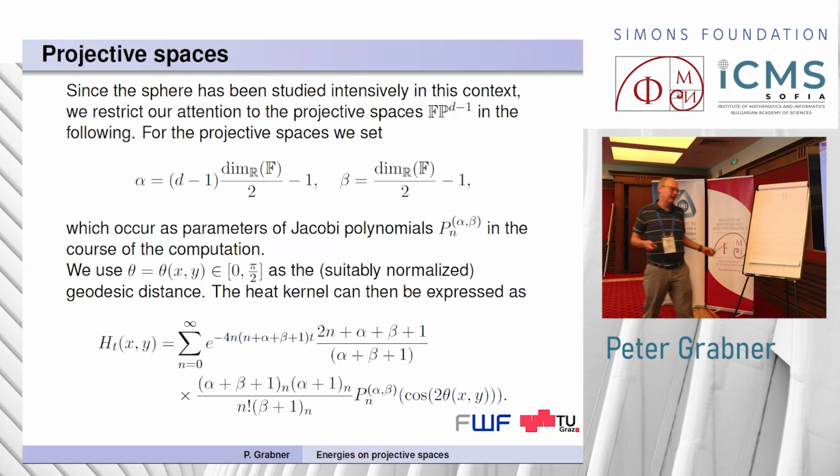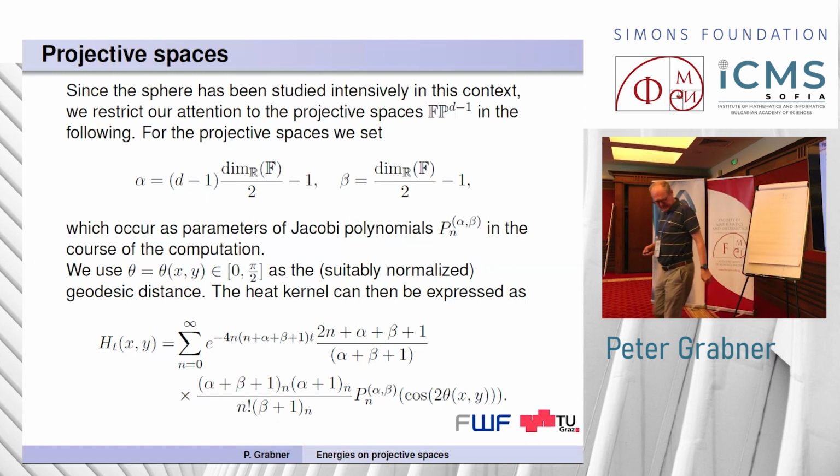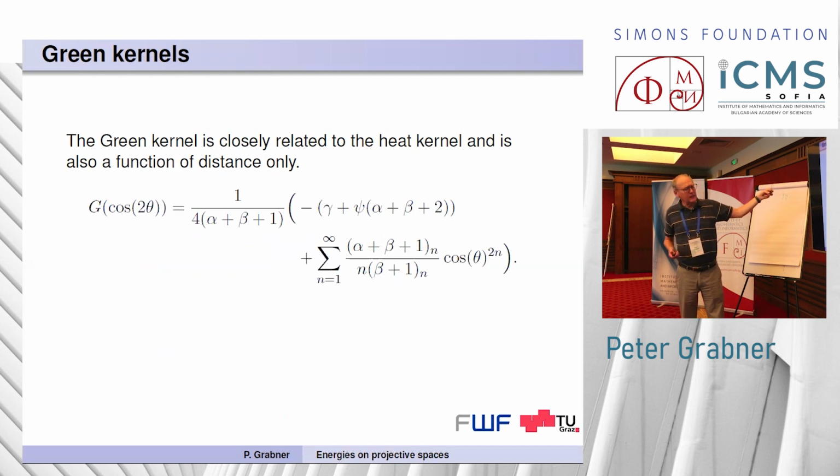And for instance, one can write the heat kernel. Then you see these are the eigenvalues of the Laplacian, and this is a normalization. And it turns out that the Jacobi polynomials are usually evaluated at 2 times this geodesic distance. It just turns out to be the correct normalization. And of course, this factor here is nothing else than the projection kernel that projects to the eigenfunctions of the Laplacian for the corresponding eigenvalue. This is something that we will need later on. And the Green function, or the Green kernel, which we will use later on, can then be expressed in terms of the heat kernel.